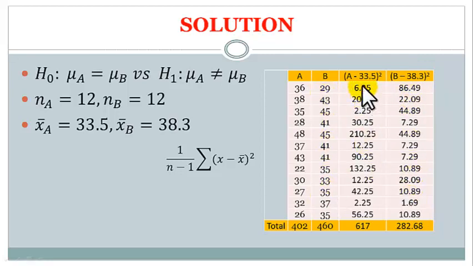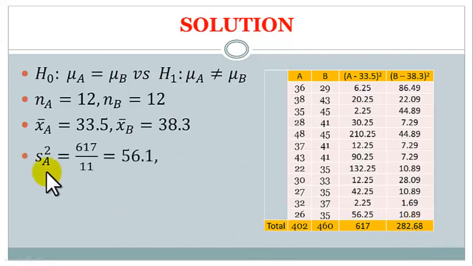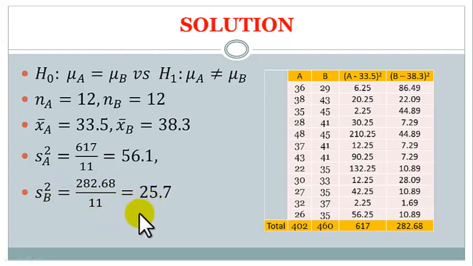So the sum of squares of the deviations from the mean for the first set of data is 617, and for the second set of data is 282.68. So the variance of the first set SA squared is 617 over 11, which is equal to 56.1, while the variance of the second set SB squared is 282.68 divided by 11. That will give us 25.7.